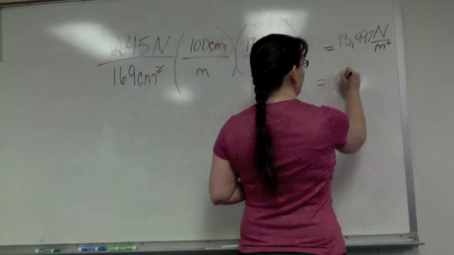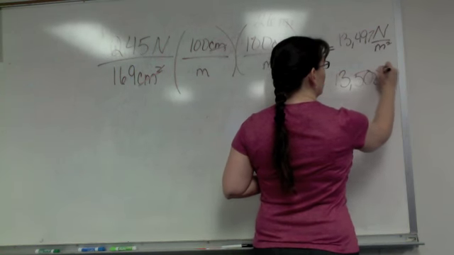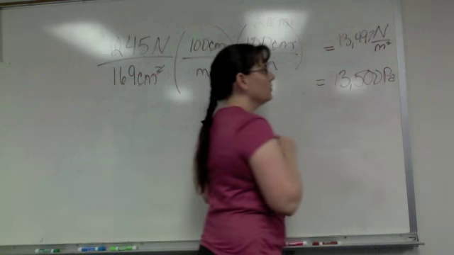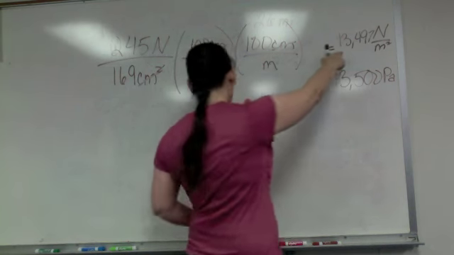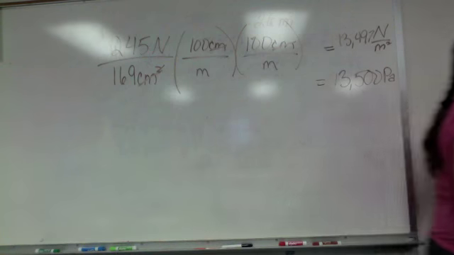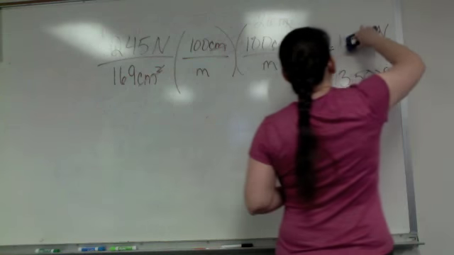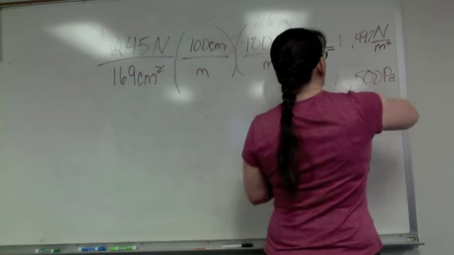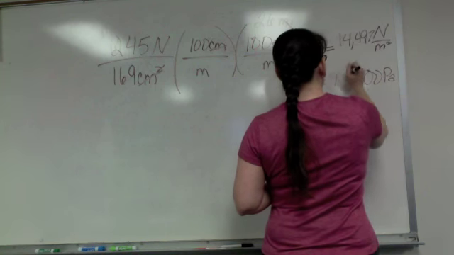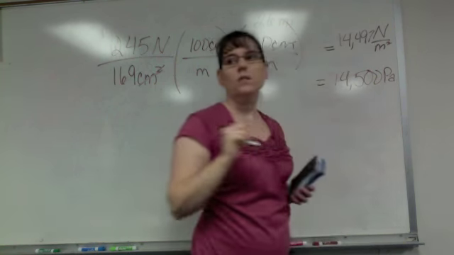13,500. Wait. What? It was 14, not 13. How'd you get that? It's 14,000. Oh, 14? Yeah, that's what I thought. It's 14,500. No, it's not. It's 13,000. So did you get that right?